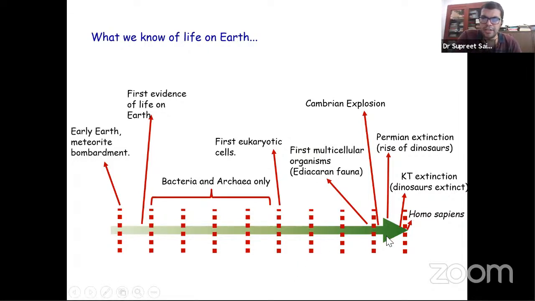Then about 200 million years ago is the largest extinction event that this planet has seen, which is called the Permian extinction, which led to more than 90% of the species on the planet being wiped out. This incidentally also created the space such that the ancestors of dinosaurs were the prevailing organisms, and this led to the evolution of dinosaurs.